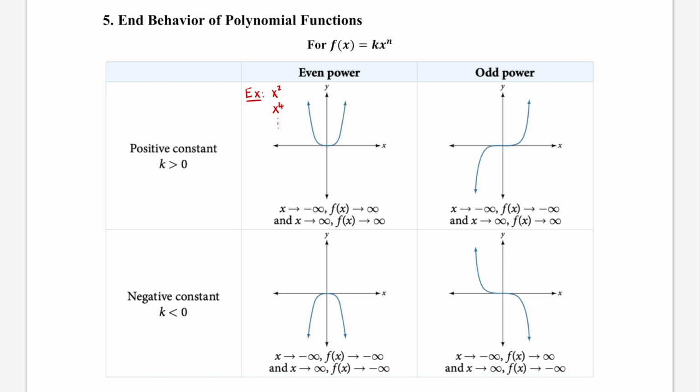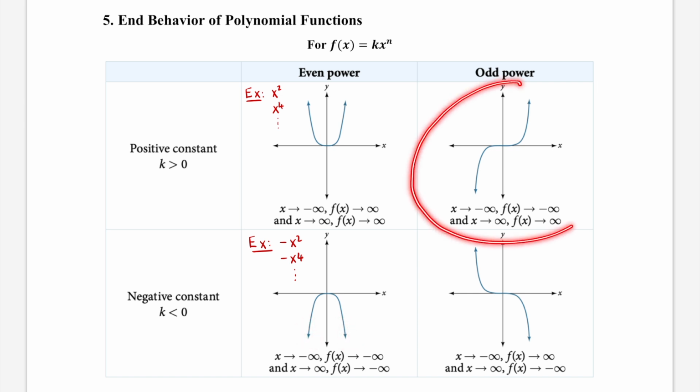Case 2, when we have even degree with negative coefficient. For example, negative x squared, negative x to the fourth, negative x to the sixth, and so on. As x approaches infinity, f of x approaches negative infinity. As x approaches negative infinity, f of x also approaches negative infinity. So both ends go down.